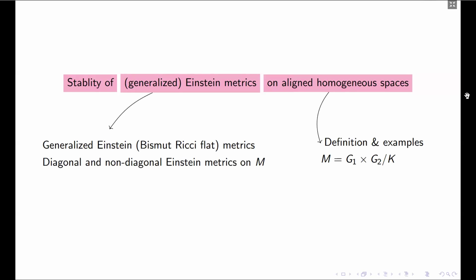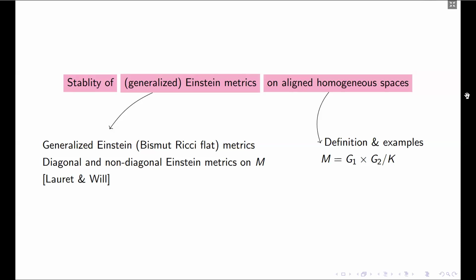Then I'm going to show you the definition of generalized Einstein metrics, mostly known as Bismuth-Ricci flat metrics, and diagonal and non-diagonal Einstein metrics on M, and some results obtained by Lauret and Will on these aligned homogeneous spaces. To study the stability of these metrics, it turns out that the Bismuth-Ricci flat metrics are the fixed point of the generalized Ricci flow studied by Garcia Fernandez and Streets.